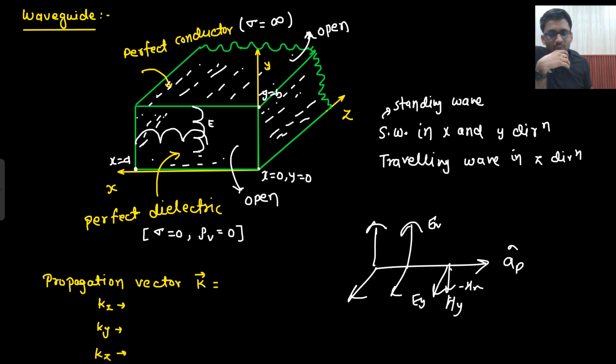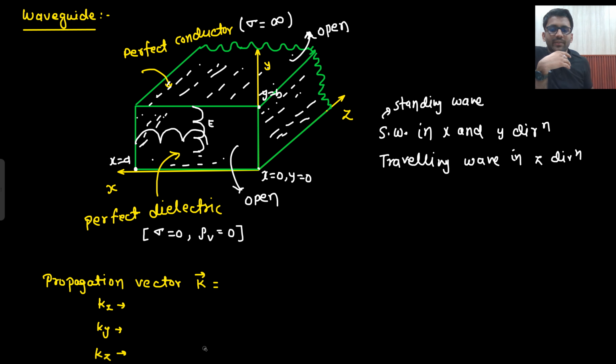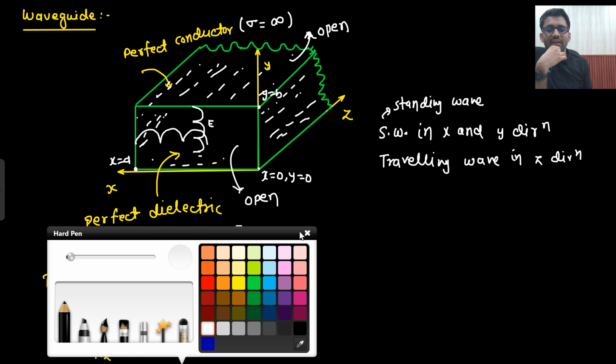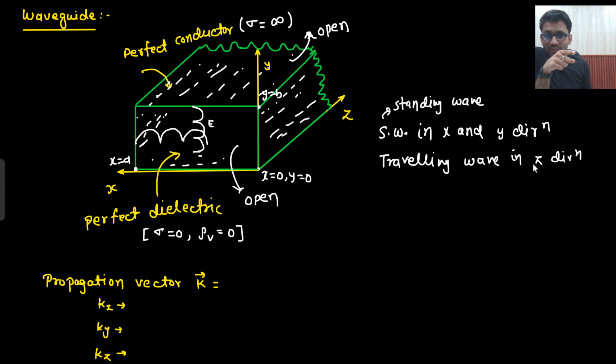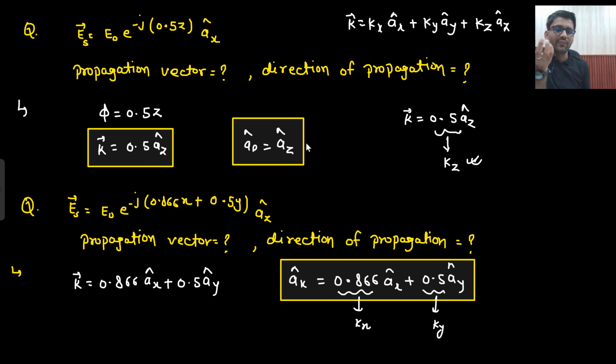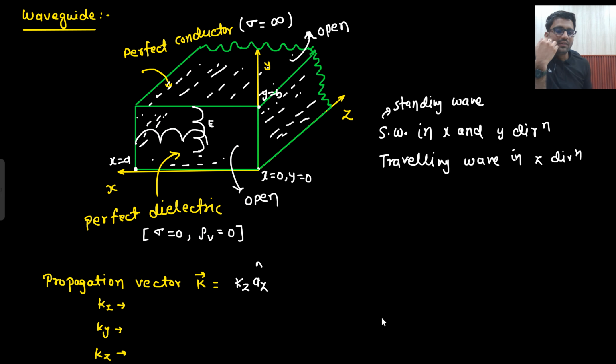Now let me know what will be your propagation vector. The wave is traveling in the z direction. So will I write down my propagation vector as kz az cap? Because here we saw that if the wave is propagating in the z direction, then kz az cap. And if the wave is propagating in x and y, then kx and ky would come. Here the wave is propagating in the z direction. So will I write down only kz cap? No. Why is that so?